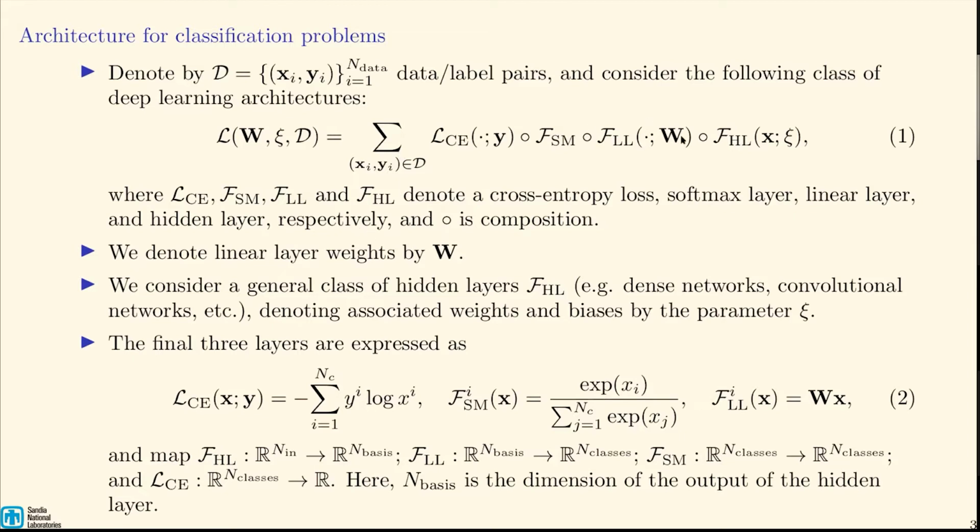The linear layer is parametrized by the weights W, and C is all the parameters for the hidden layer, so the weights and biases there. The hidden layer can basically be anything. It can be dense, convolutional, and so on. These are the formulas for the different layers. I assume you're familiar with this. And these are the dimensions. The hidden layer goes from the input dimension to the dimension of the linear layer, which we call n basis. You'll see why. Then the linear layer maps that to the number of classes, and the softmax turns that into probabilities for each class.